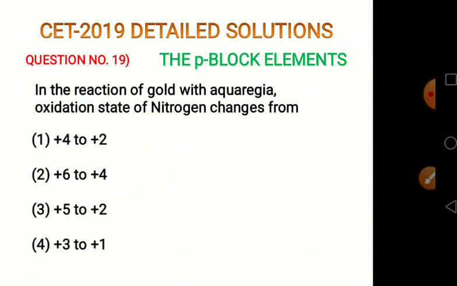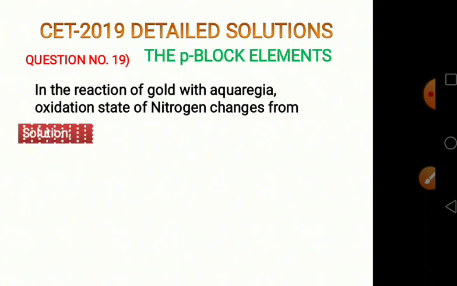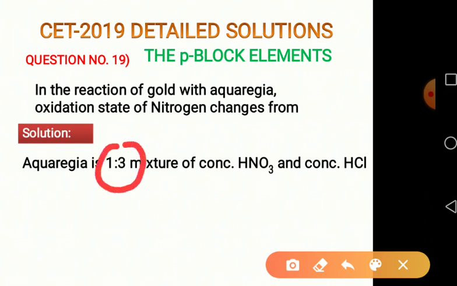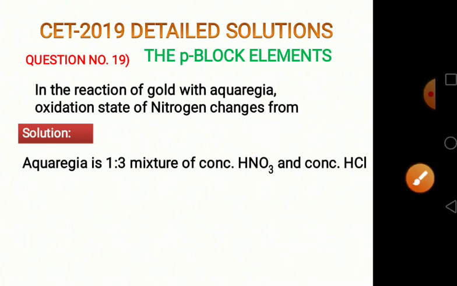Now one small hint in this particular case: aqua regia means concentrated HNO3 and concentrated HCl mixed in the ratio 1:3, which means nitrogen is in HNO3, and the oxidation state of nitrogen in HNO3 is +5. So your answer should start with +5 to. Look for +5 to, that should be the correct answer. That is the hint. Now let us see.